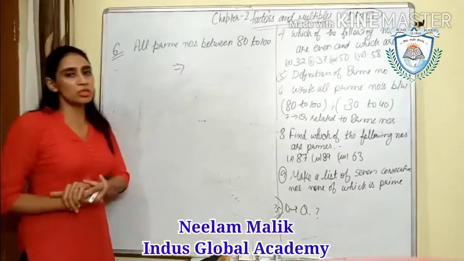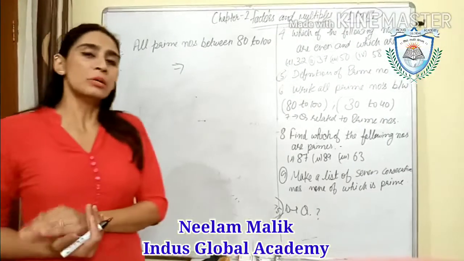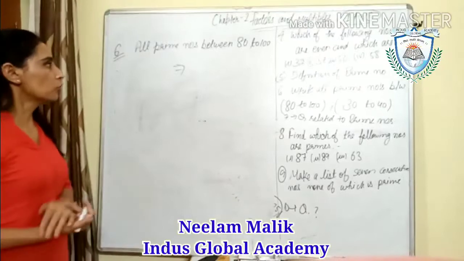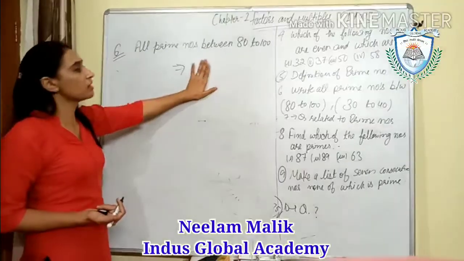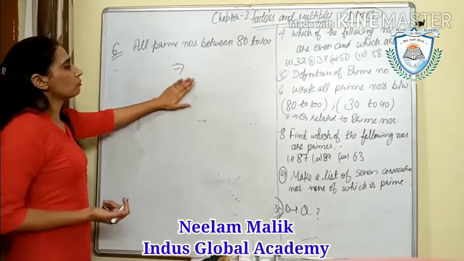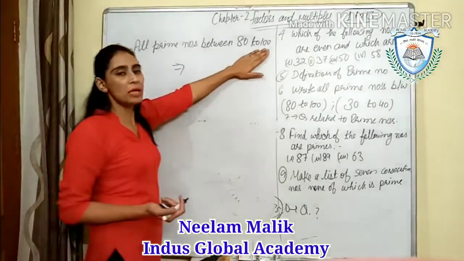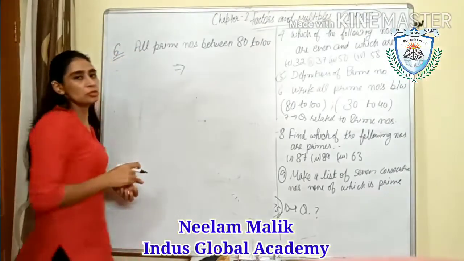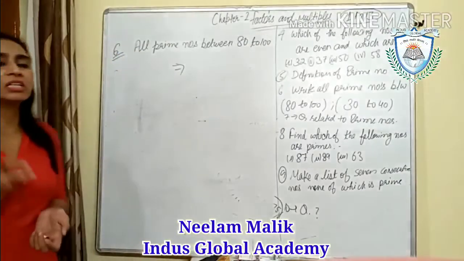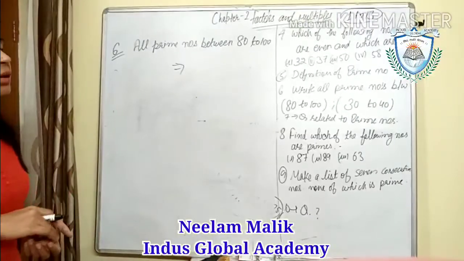You can write all the numbers, then you can choose your prime numbers from that. Or you can write that in rough, or another way is you can write directly here. Between means 80 will not come, 100 will not come. So the first number is 81. You have to check whether 81 is divisible by any number or not.